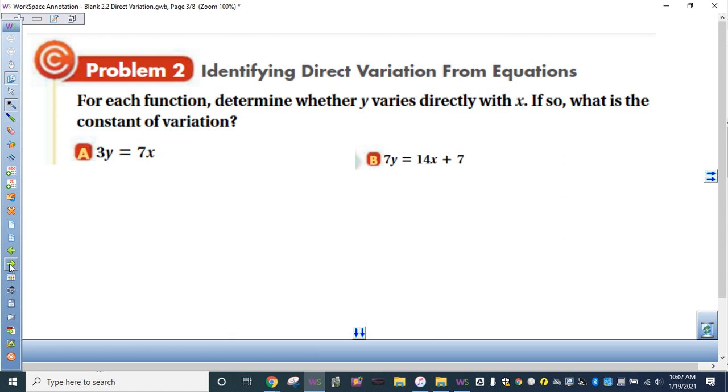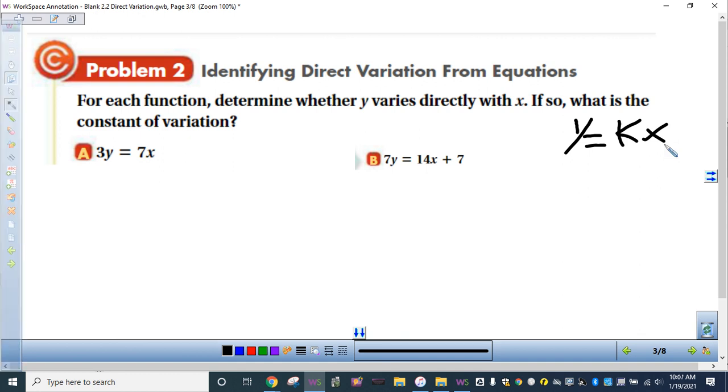Okay. So now we're looking at equations and determining whether they are direct variation equations. To make sure they are direct variation equations, it's got to look like y equals kx. So there's no extra stuff after the x. So the first step in doing this, we just got to solve for k.